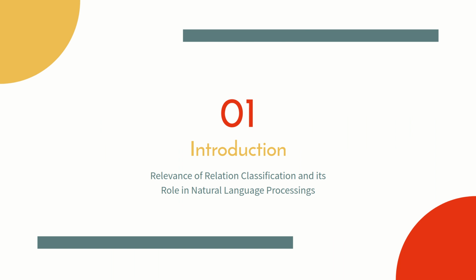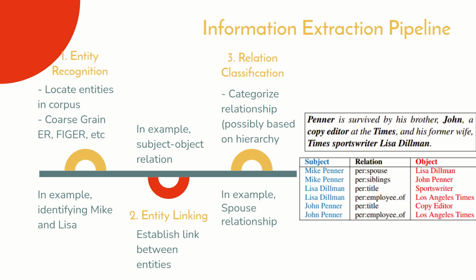So we start off by introducing the information extraction pipeline, which is critical to discern structure or meaning from an unstructured text. We'll go through the pipeline with an example on the side. So the first step is entity recognition, which involves locating entities in a particular corpus. This can be done with coarse-grained or fine-grained entity types. In the example, we see it's identifying Lisa and Mike.